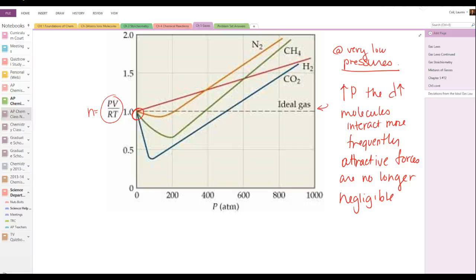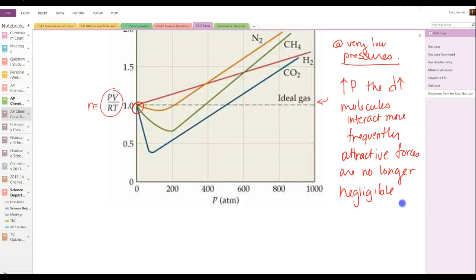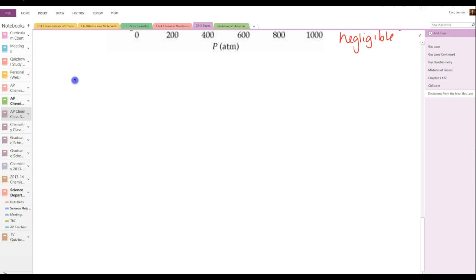So if we look at this one, we have the potential for some increased London dispersion forces. But we'll come back to that when we talk about IMFs. Now if we look at temperature. So temperature is another circumstance that can change the ideal behavior, have a gas deviate from ideal behavior.